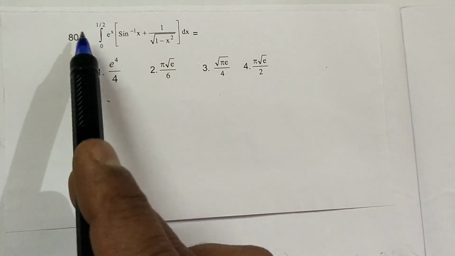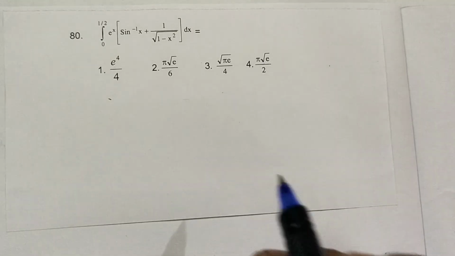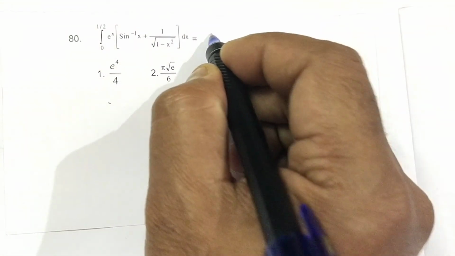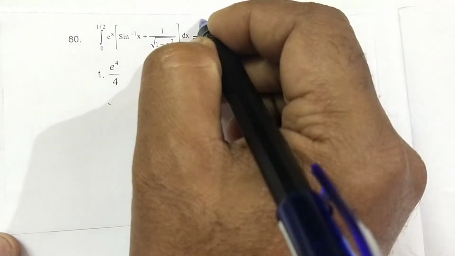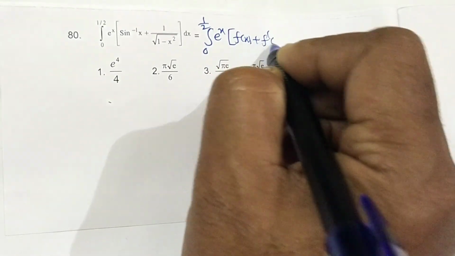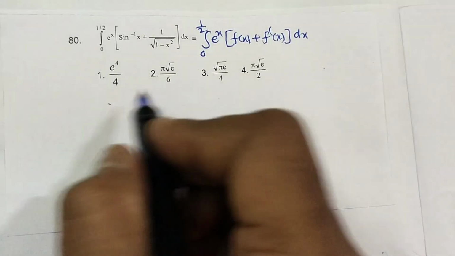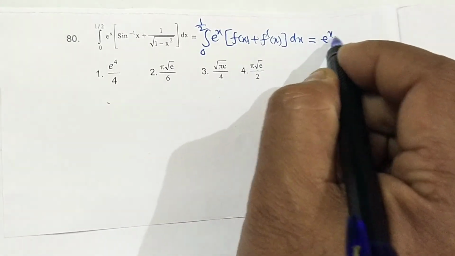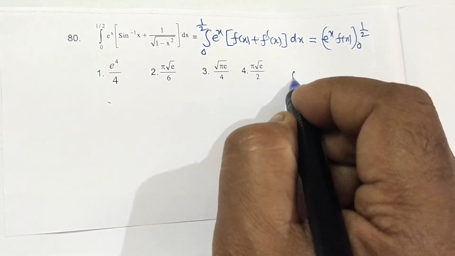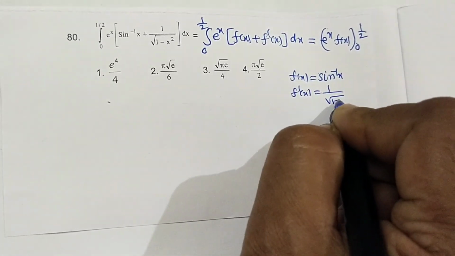Integral 0 to 1 by 2 e power x into sin inverse x plus 1 by square root of 1 minus x square into dx. By observing, sin inverse x is f of x whose derivative is 1 by root 1 minus x square. So now it is in the form of integral 0 to 1 by 2 e power x into f of x plus f dash of x into dx. We know that this is also equal to e power x into f of x. Applying the limits 0 to 1 by 2. So f of x is sin inverse x and f dash of x is equal to 1 by root 1 minus x square.